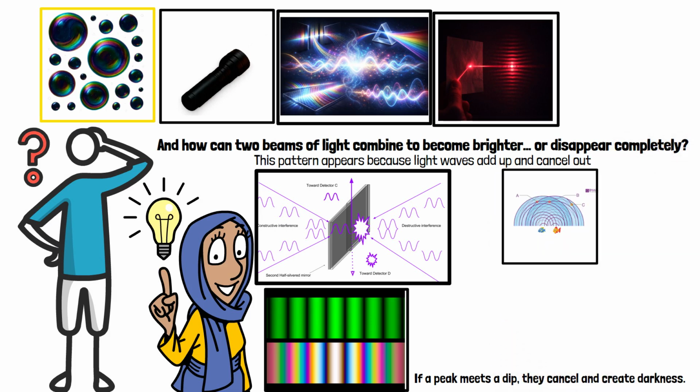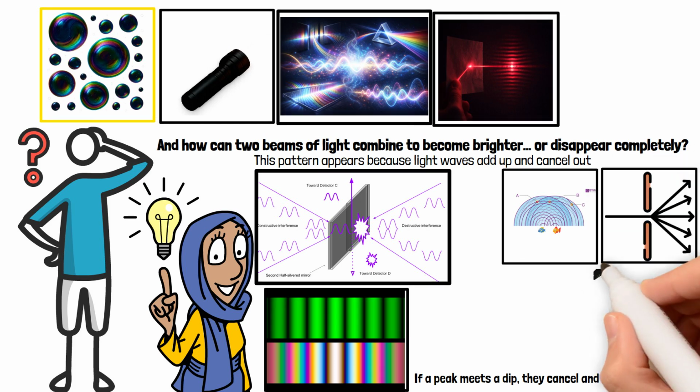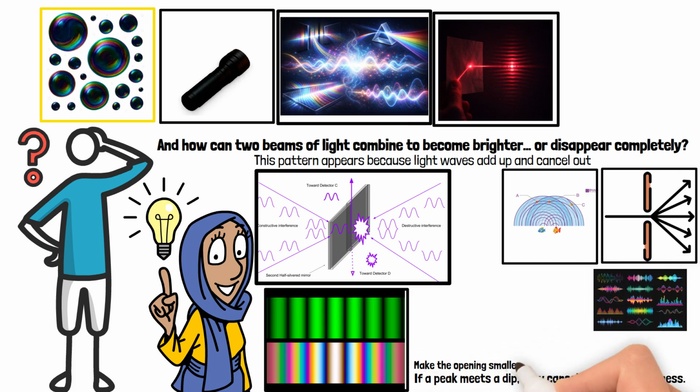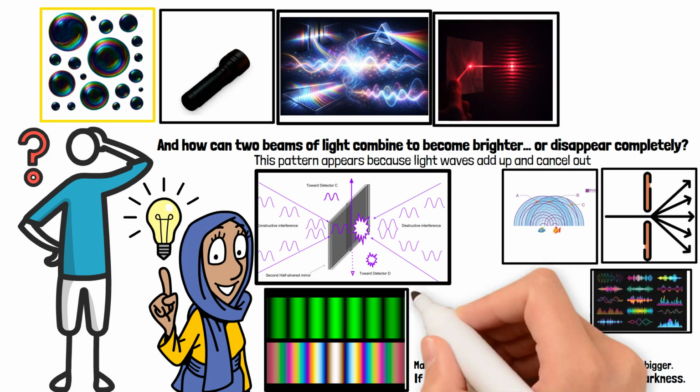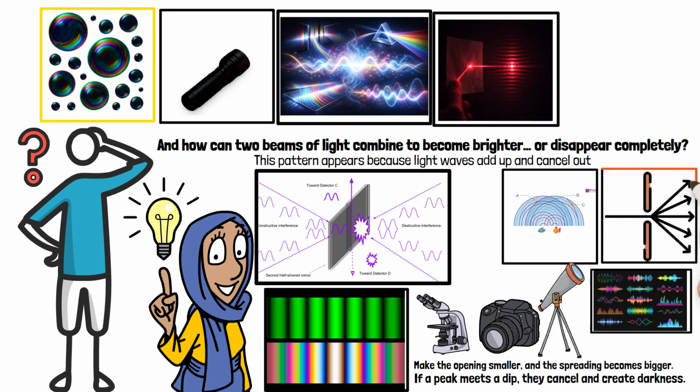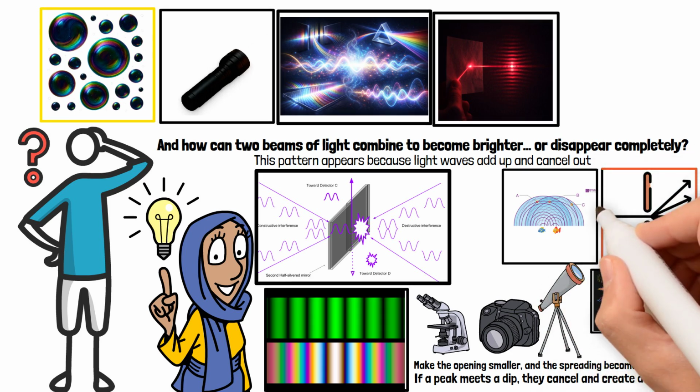Now let's move into something just as fascinating: diffraction. Even though light travels in straight lines, it bends and spreads when it passes through tiny openings or around edges. Make the opening smaller, and the spreading becomes bigger. This is why lasers, even though they look perfectly narrow, slowly widen as they travel. Every microscope, camera, and telescope is limited by diffraction. You can only focus light so sharply before it begins to spread.